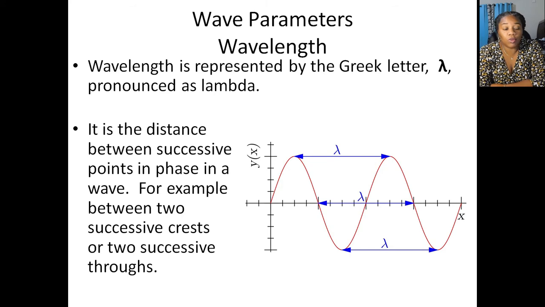Now we're going to look into wavelength. Wavelength is represented by the Greek letter lambda. It is the distance between successive points in phase in a wave. For example, between two successive crests or two successive troughs. Okay? So that's the easiest way to describe it.